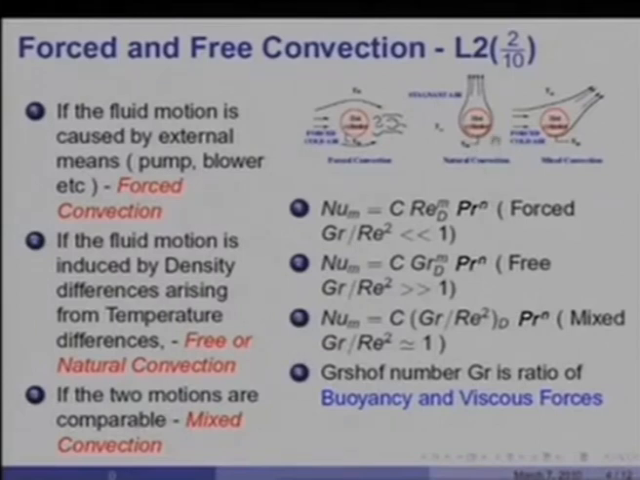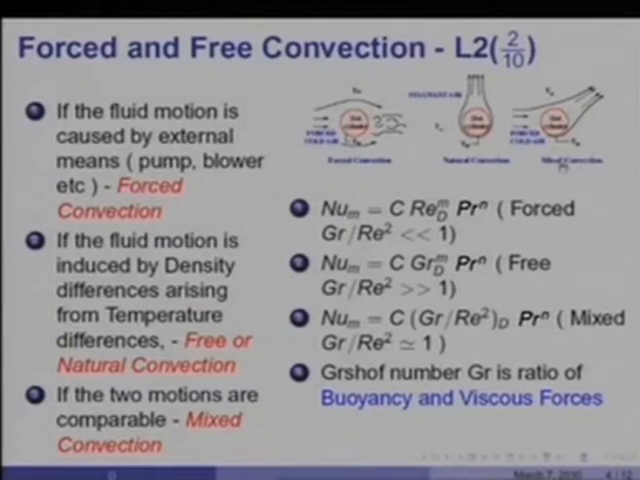But many times the external flow is not high enough to suppress all motion due to density differences, and in such a case the two motions are comparable, and such a situation would result in the net flow downstream of the cylinder going somewhere to the northeast. It's a combination of northward flow in natural convection and eastward flow in forced convection, and therefore it would climb somewhere northeast. Such a situation we call mixed convection.